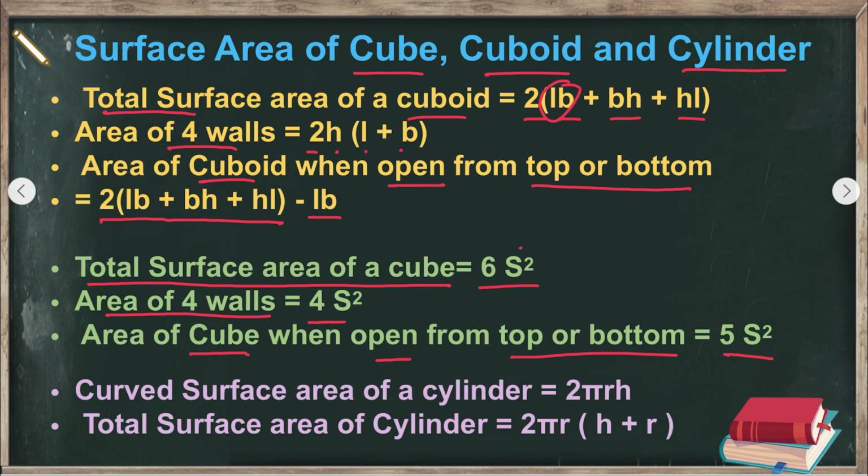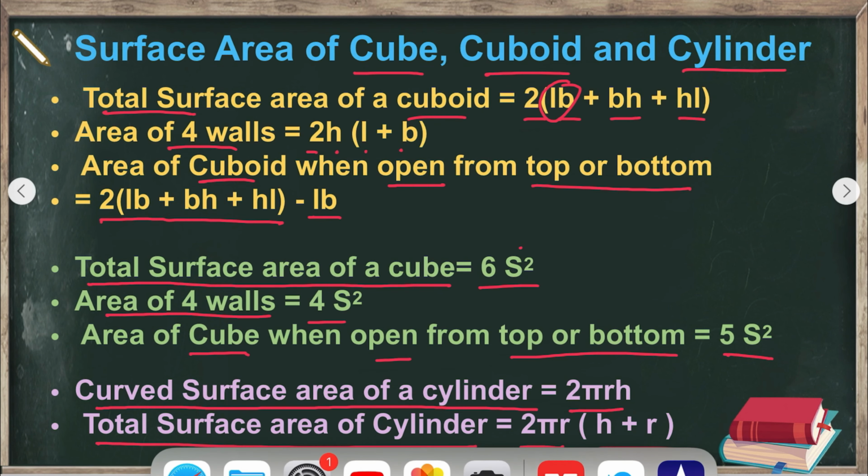Next, the curved surface area of a cylinder is given by the formula 2πrh, and the total surface area of a cylinder is given by 2πr(h + r). So these are the formulas which will be used in exercise 11.3. Let's now move to exercise 11.3.